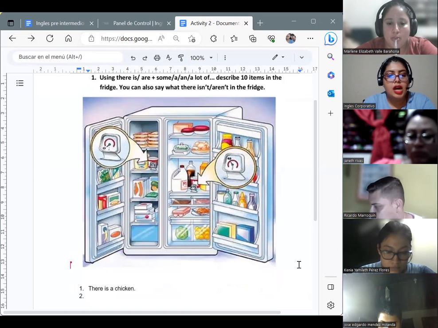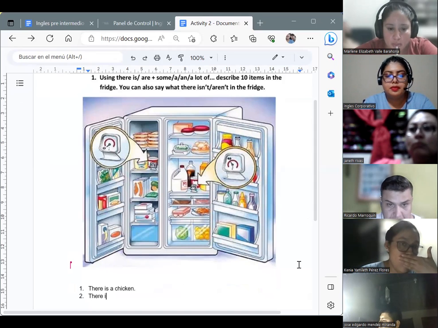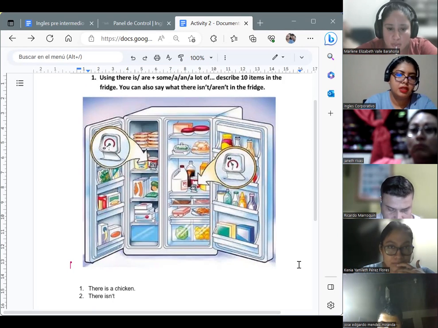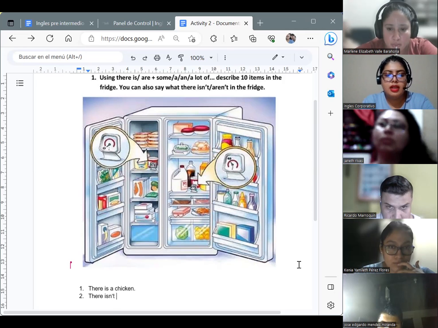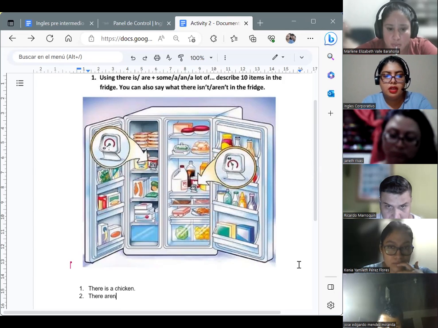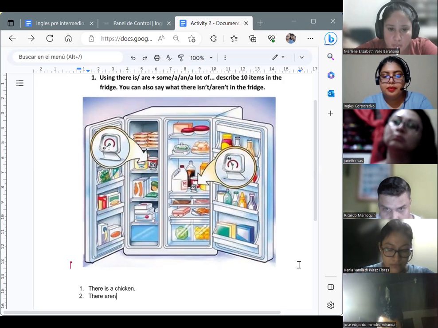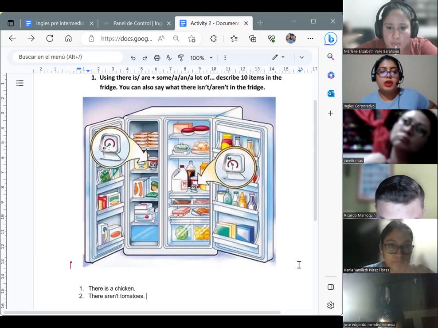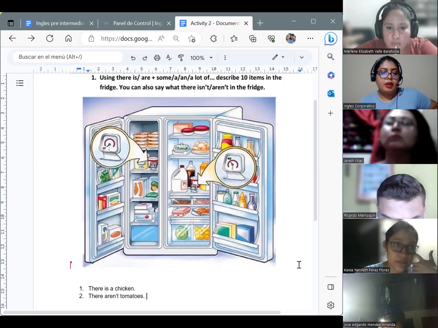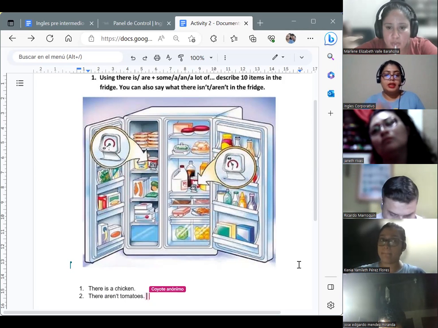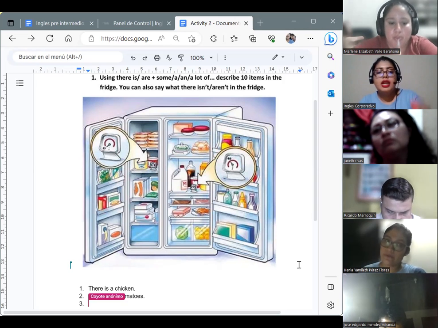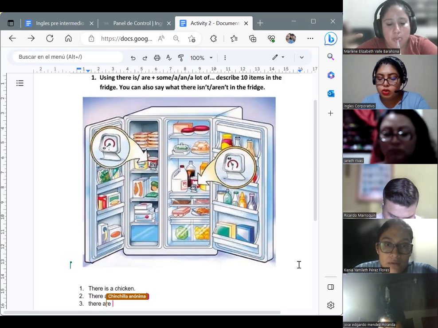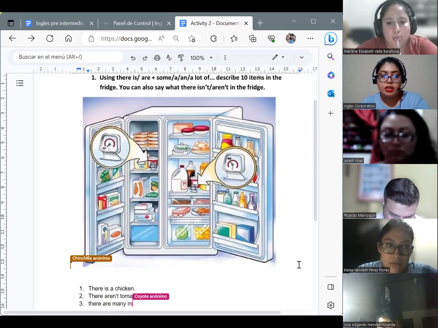Then we have there isn't tomatoes, I guess, because I don't see tomatoes. Oh, in this case, I'm going to change this one. There aren't tomatoes. And we can go writing like this. So you are going to have a couple of minutes to write your statement below my statements, and you can complete a list of words. Y yo voy a ir poniendo ahí, ¿verdad? Voy a ir bajando un poco la imagen para que se vea cuando están escribiendo sus oraciones. So, let's go.